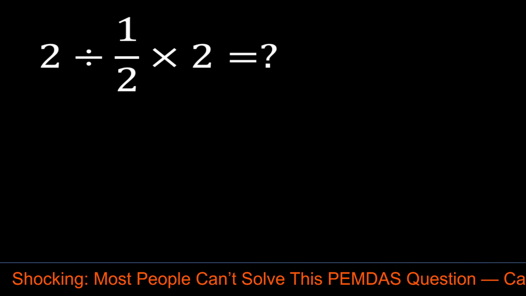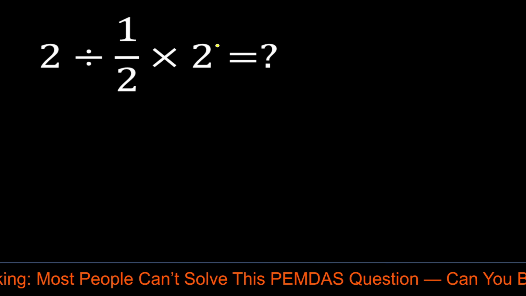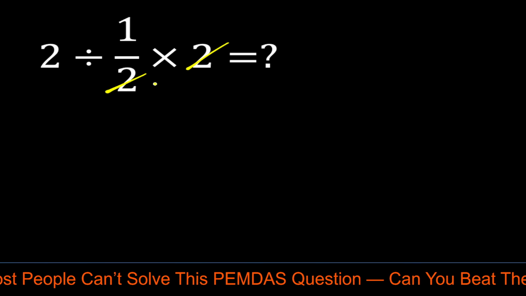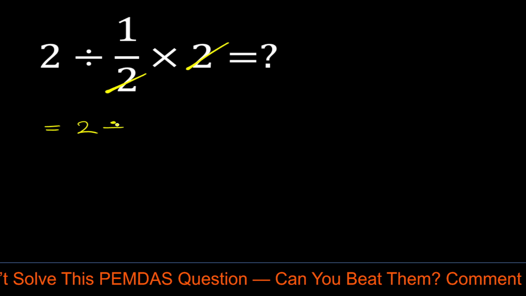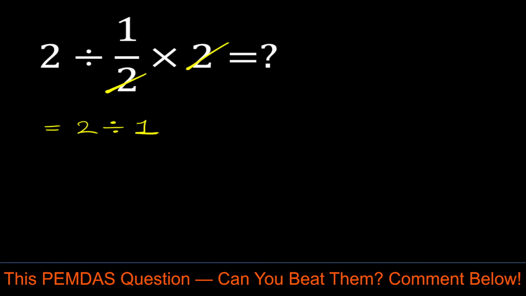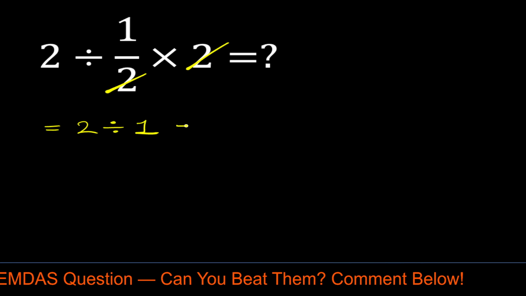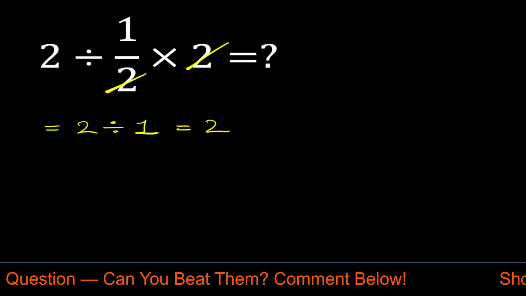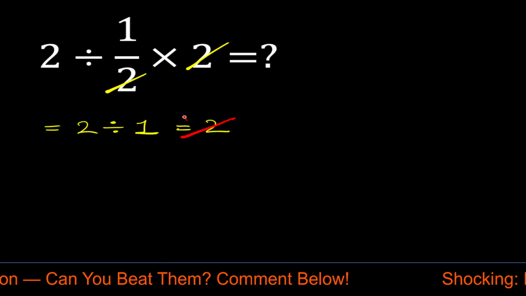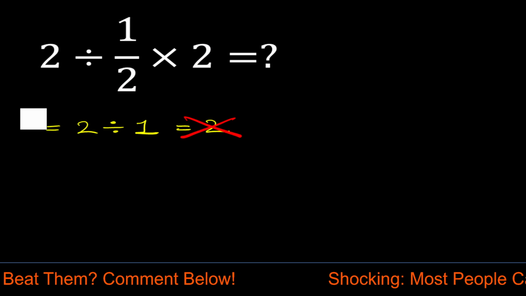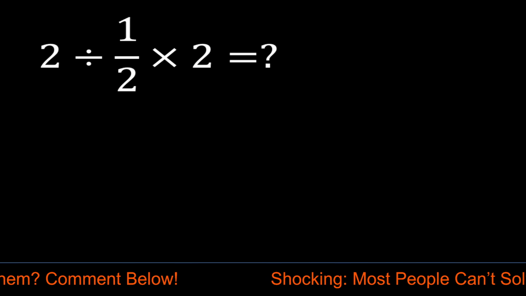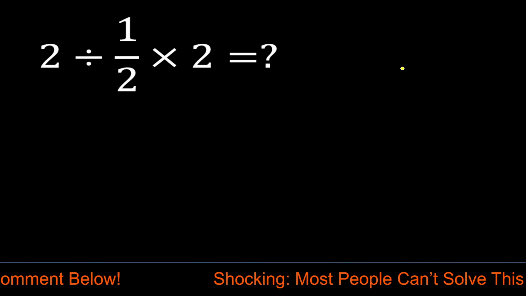So most people solve this question like this: cancel this 2 by 2, right? So now 2 divided by 1. So 2 divided by 1 is equal to 2, right? But this answer is not correct. This answer is completely wrong. So now let's solve this problem correctly by using the PEMDAS rule, right?